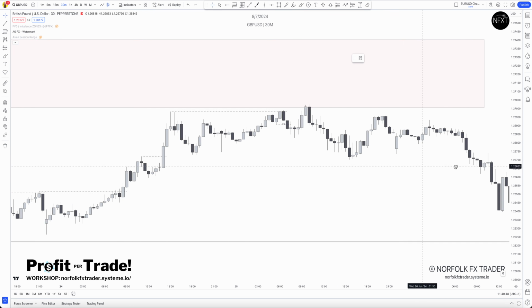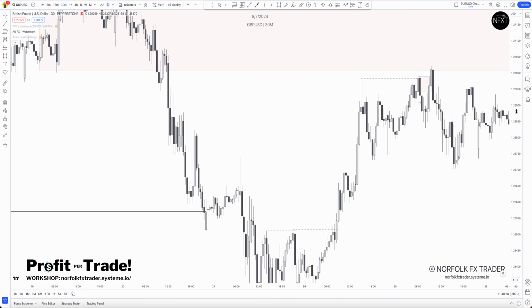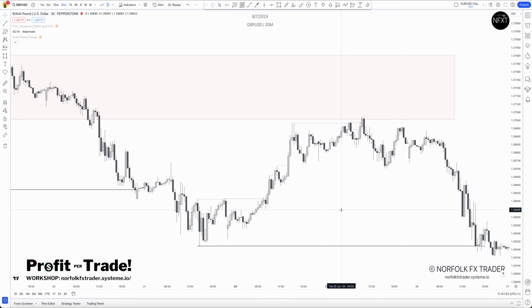Now if I zoom into this area, you'll see that when we see this reversal, this is where you start looking to mark up your area of supply. Okay, and you'll be looking for an entry out of that supply to then look to target, okay, this 4-hour low.